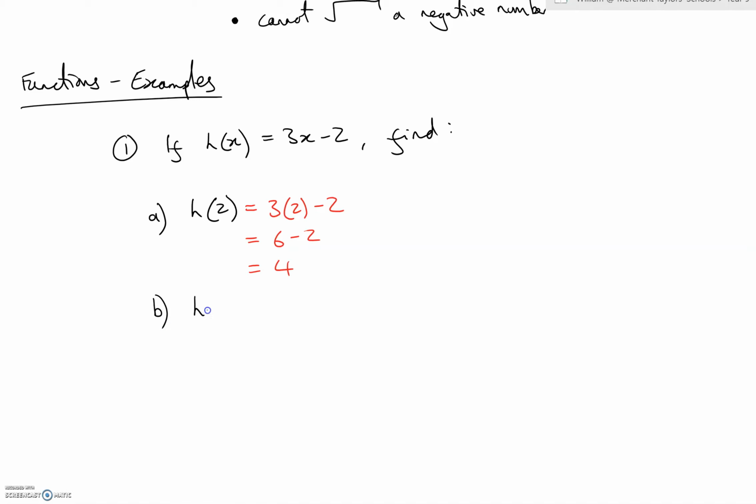Another one, h of a third. So again, the x has been replaced by a third. So I just replace my x by a third in the function. So x becomes a third. 3 times a third is just 1. So we get minus 1.